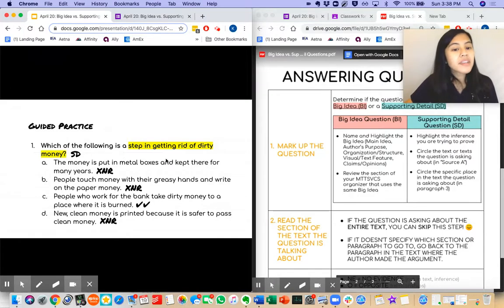Which of the following is a step in getting rid of dirty money? People who work for the bank take dirty money to a place where it is burned. Let's go ahead and select that in our Google form.